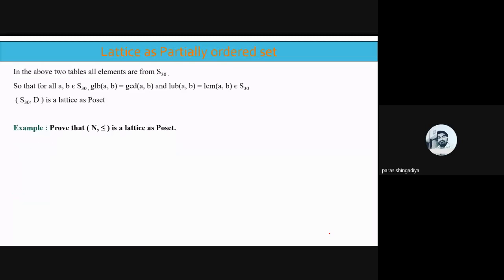Here we have the less than or equal to relation. The first question was for the divides relation, so we used GCD and LCM to check the GLB and LUB. And here it is a less than or equal to relation. So the set is N, the set of natural numbers, the relation is less than or equal to, and check whether it is a lattice as a poset or not.